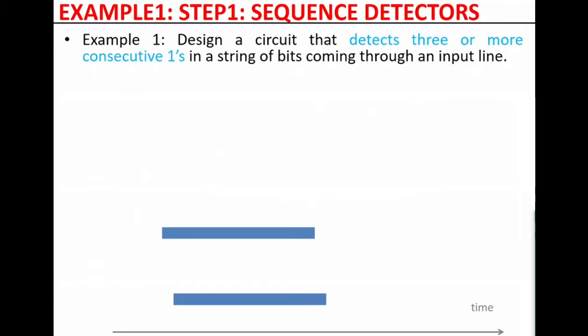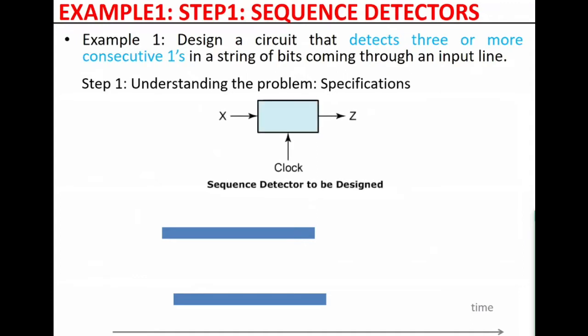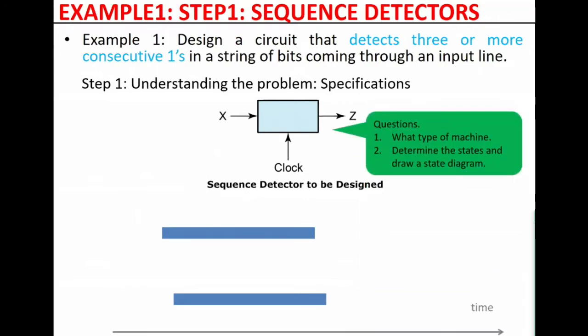You have to understand the problem. You can't design something you don't understand. So understanding the problem, specification. So that is your circuit. X is your input, Z is your output. There are bits coming in serially through here. Z should be asserted, Z should be 1 if 3 or more consecutive ones have come through X. That is what we want to design. You have to understand what you want to design. What type of machine do you want to design? Do you want to design a Mealy or Moore?